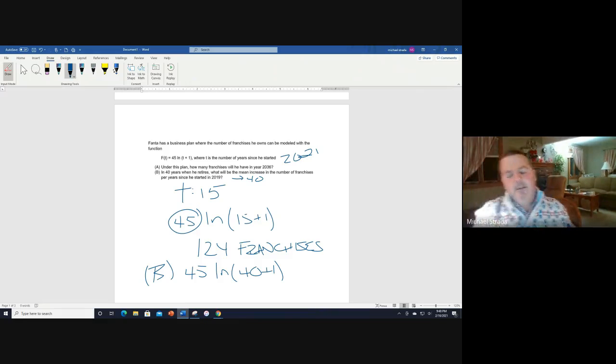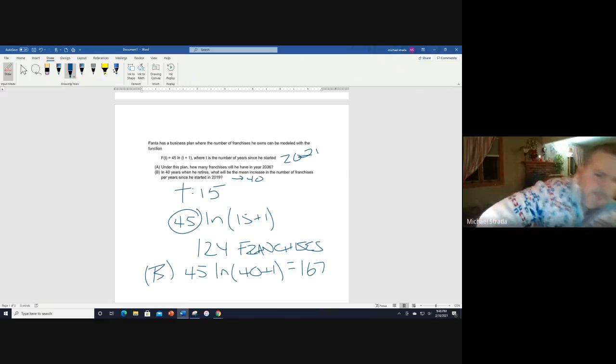Now we're going to look at 45 natural log of 40 plus 1, which is obviously 41. So 45 natural log of 41 means 167 franchises. So obviously things are going to slow down a little bit.